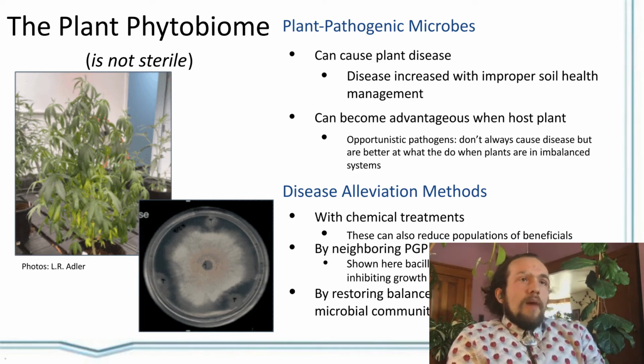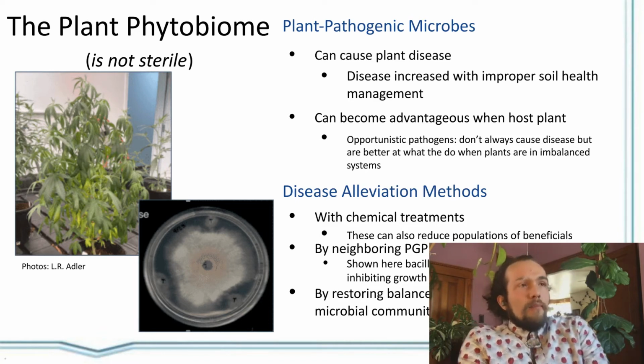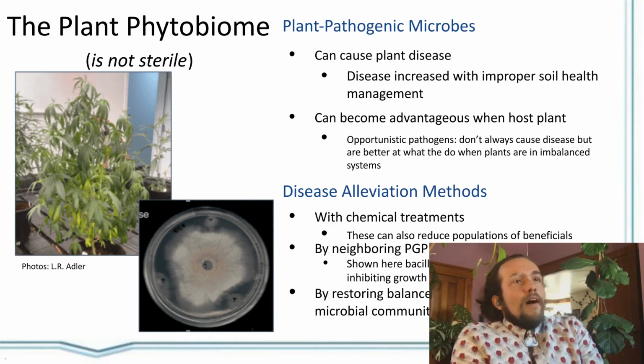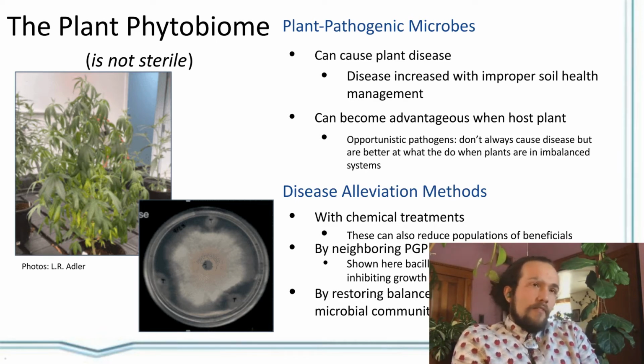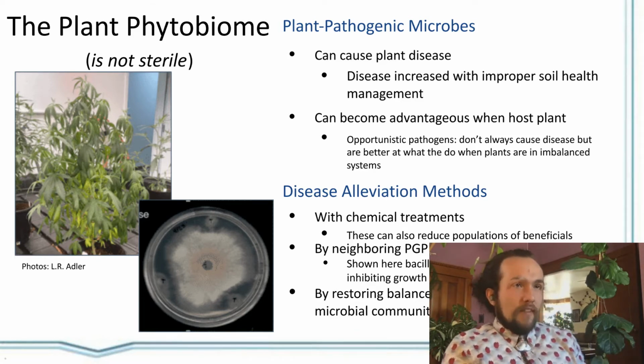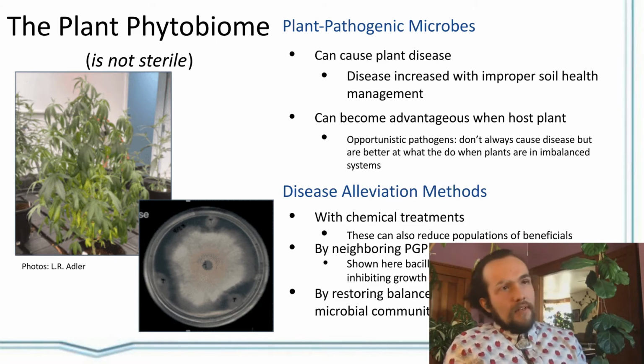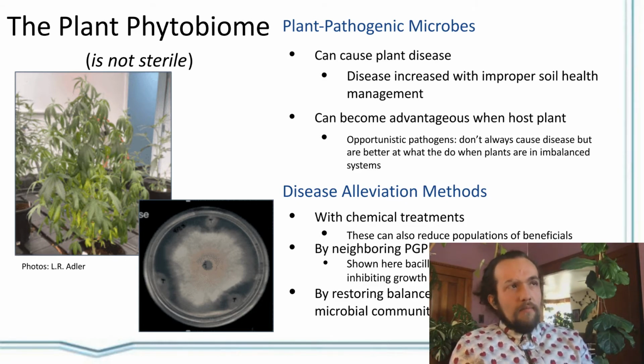Phytopathogens can also become advantageous when the host plant is weak or living in an imbalanced microbial community system. These are called opportunistic pathogens. So when a plant is suffering from drought stress, it can be easier for certain fungi or bacteria to infect the plant when it's trying to recover from an alternative stress. So they're opportunistic pathogens because they use the weakened plant as an opportunity to infect it more easily than they would if the plant was in a healthy system.